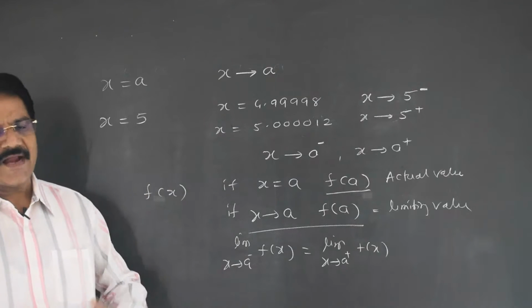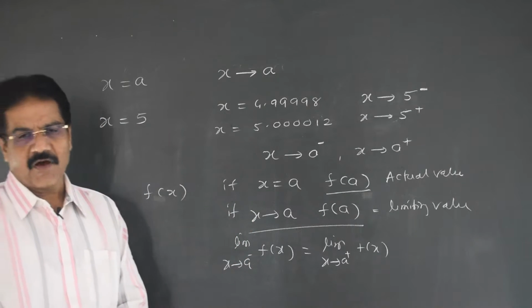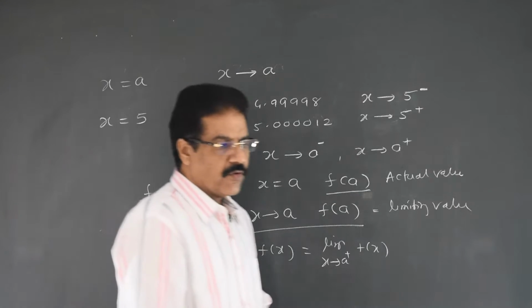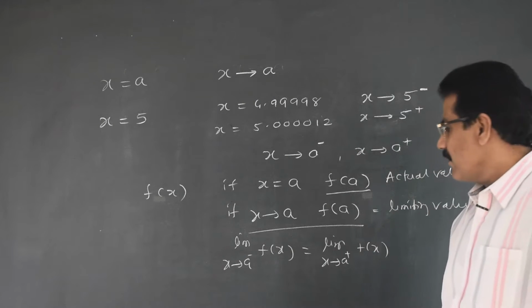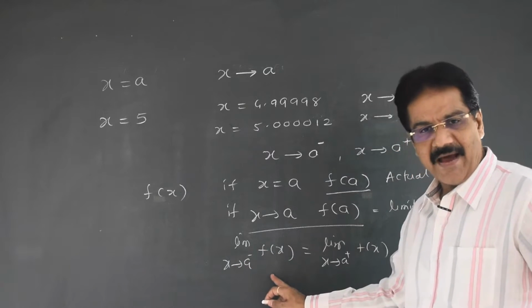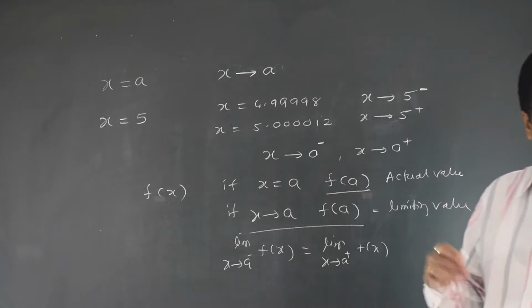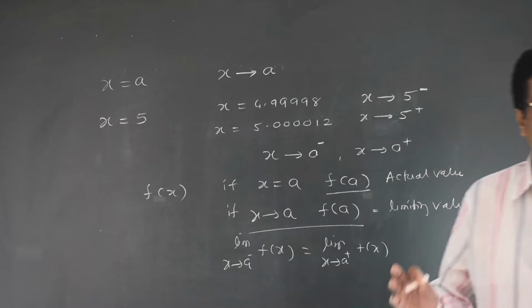Now limiting value and actual value, the concept is required to understand the concept of continuity. That continuity we will take in our other video in future. So for the time being, you just have to remember that f of x as x tends to a minus or f of x as x tends to a plus, whatever value we get, that value is called the limiting value of the function.